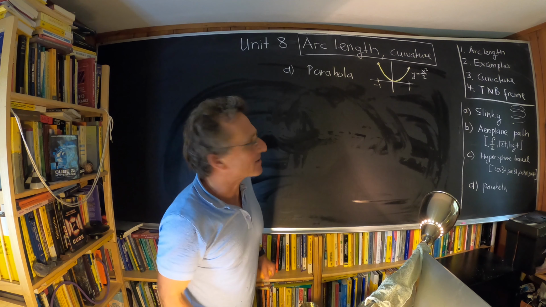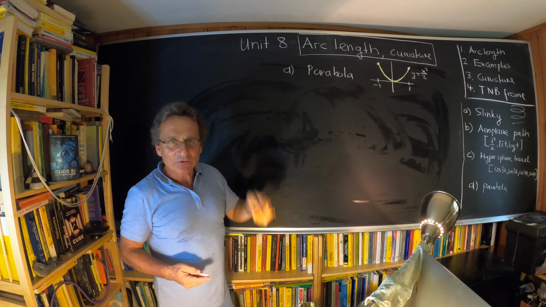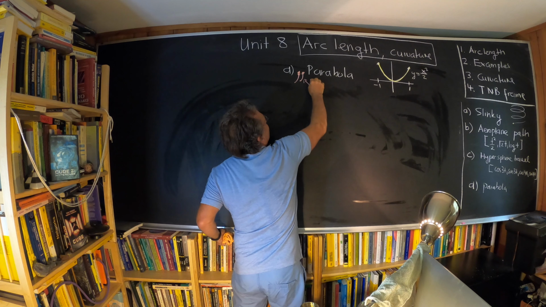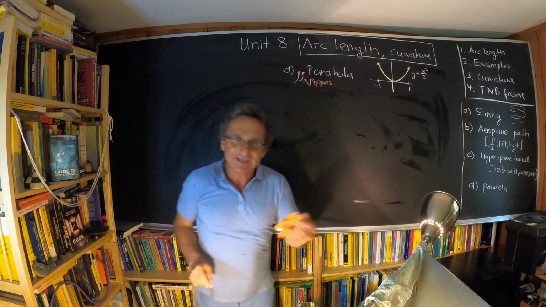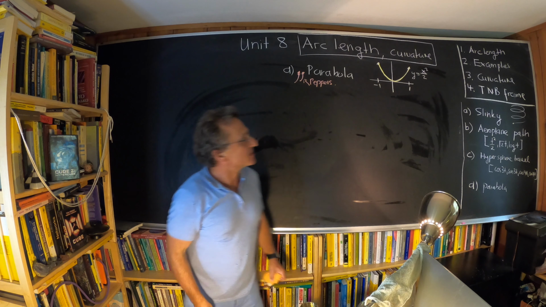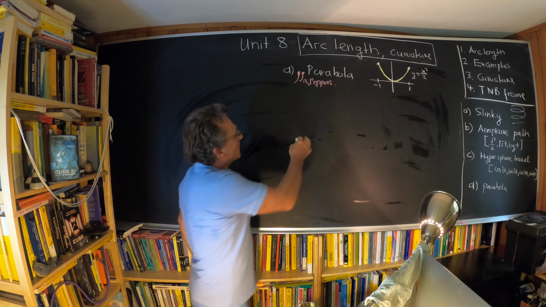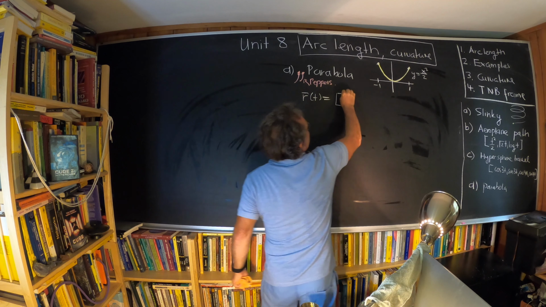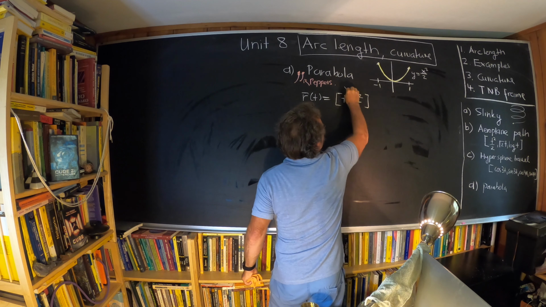Okay, let's get started with the arc length of a parabola. I have to warn you, this is a little bit of a tricky problem, but it allows me to illustrate some integration techniques. First of all, we have to parameterize this parabola. It's a graph, so we can parameterize it easily. r of t is just t, and then t squared over 2. So that's x and that's y.